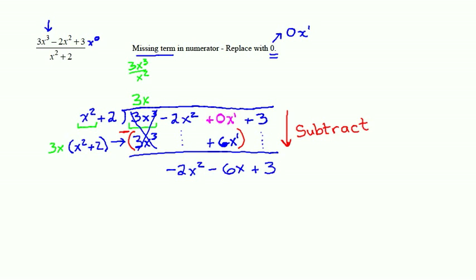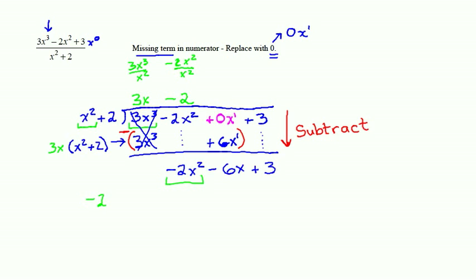So I am again ready to find a term in the quotient, and I start the process over again, taking first term divided by first term. So negative 2x squared will get divided by x squared to get negative 2 as my next term.